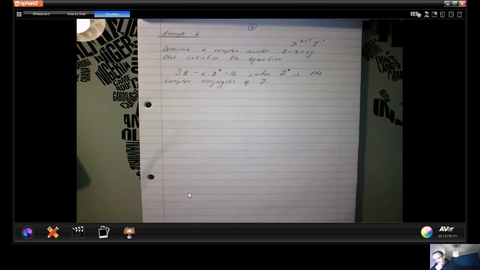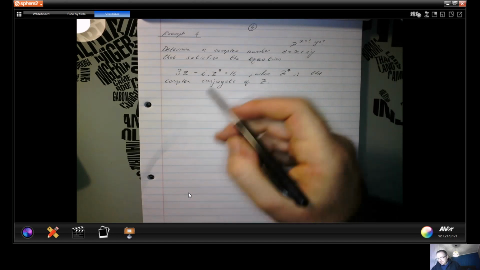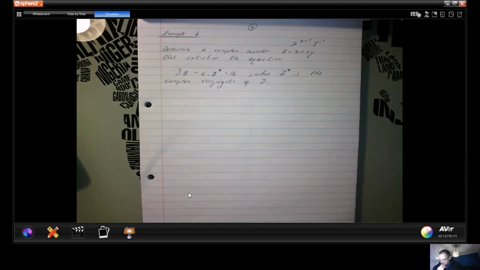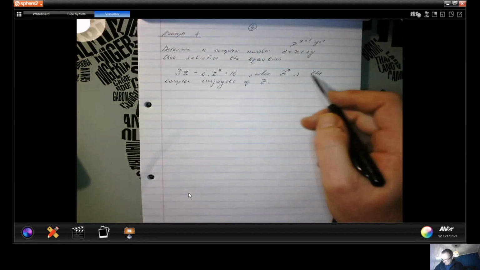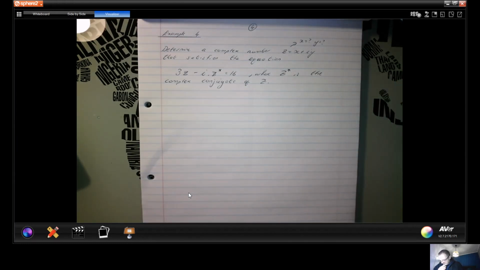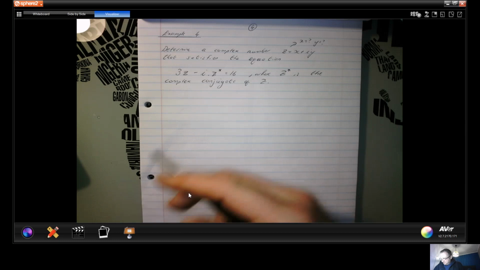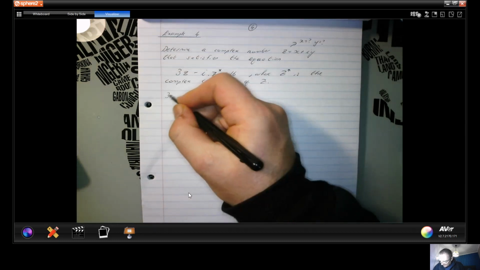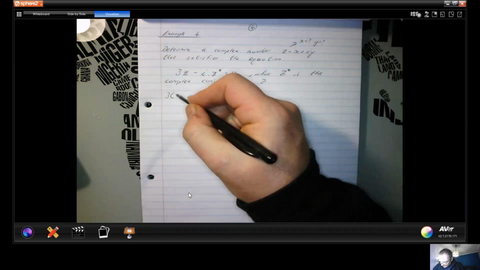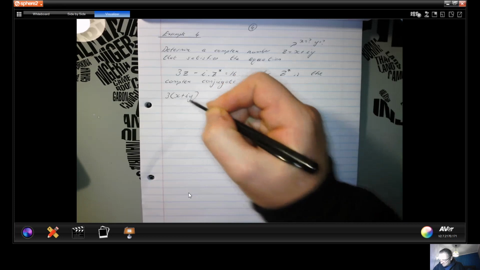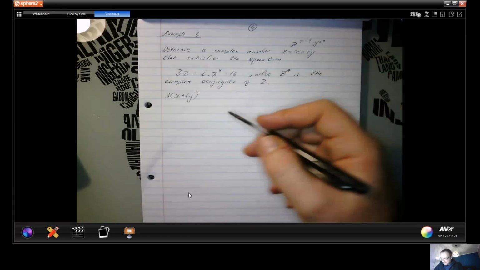That satisfies the equation 3z minus i times z star, we read that as the conjugate of z, is equal to 16. We expect you to know that, but they've told you here where z star is the complex conjugate of z. So to start off, we're just going to sub in z is equal to x plus iy, 3 times (x plus iy). It's just like solving for a and b, but they call it x and y.